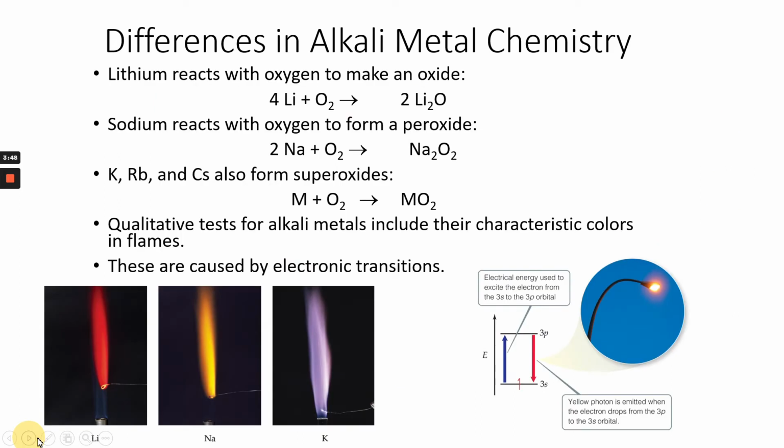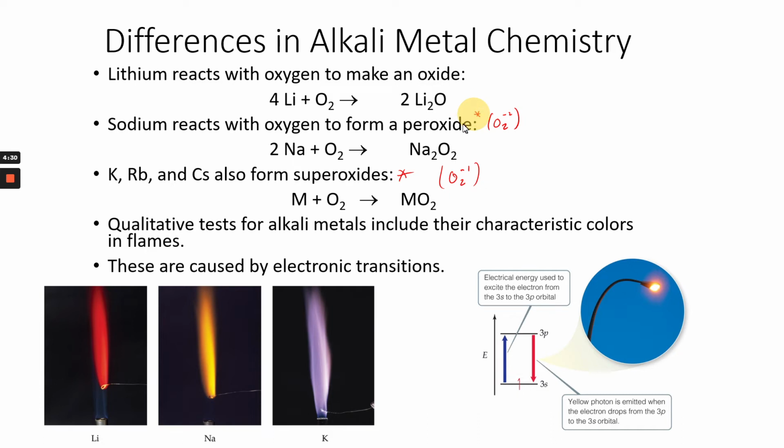So there are some differences in the alkali metal chemistry. First of all, lithium will react with oxygen to make lithium oxide. And sodium can react with oxygen to form a peroxide. Remember, peroxide is O2 with a -2 charge. And it'll make sodium peroxide. And potassium, rubidium, and cesium will form what are called superoxides. Superoxides are O2 with a -1 charge. We don't see this very often. This one we see a little bit more often than that, but not much.